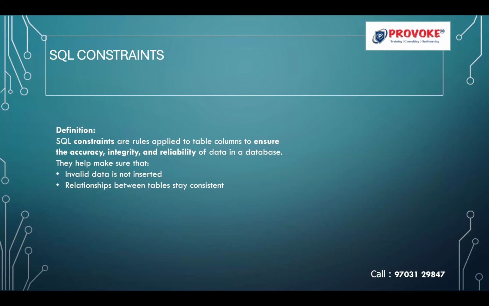They help make sure that invalid data is not inserted. You are not having bad data in the database. Relationships between the tables stay consistent. For example, you create one table with a primary key, and you create another table with the same key as a foreign key. So you are going to maintain this relationship using these constraints.